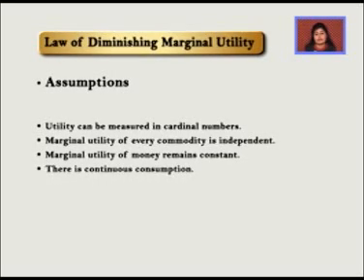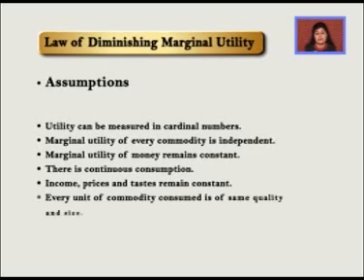Then, next assumption is that income, price, tastes should remain constant. And every unit of the commodity consumed should be of same quality and size. Let me give you a very, very interesting example here. Supposedly, you feel very, very hungry, and the first chapati your mother gives you is a plain chapati. So you might not like it much, but the next chapati your mother gives you is an aloo parantha. So obviously you are supposed to like it more.